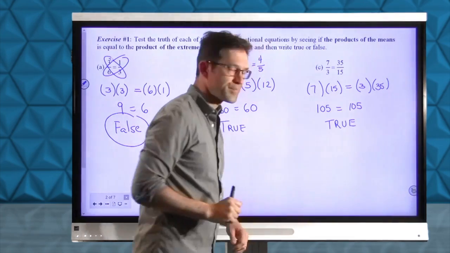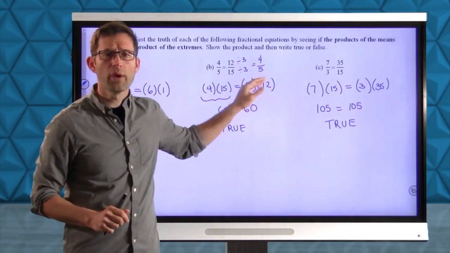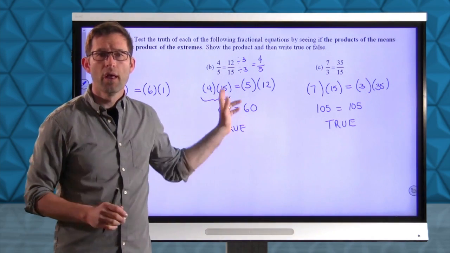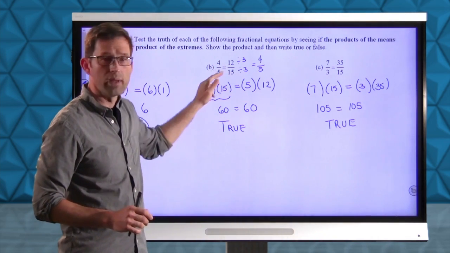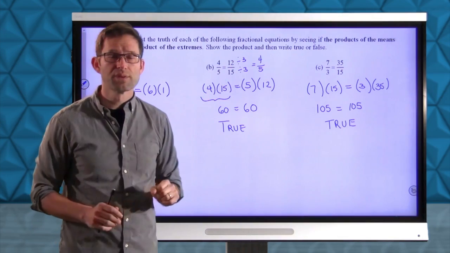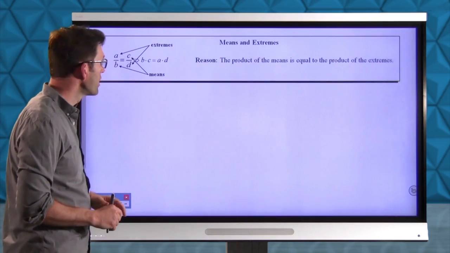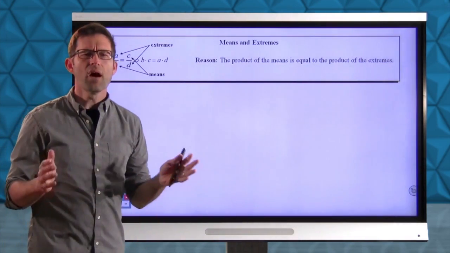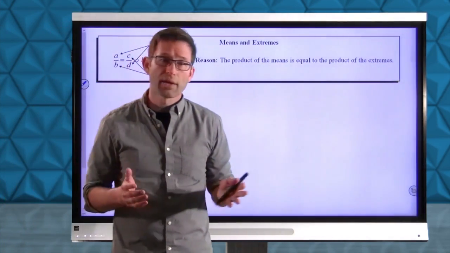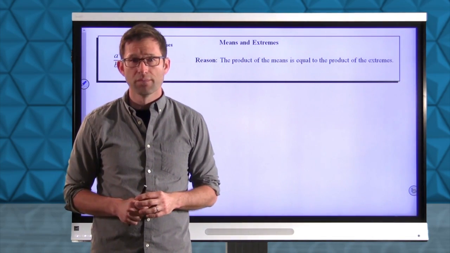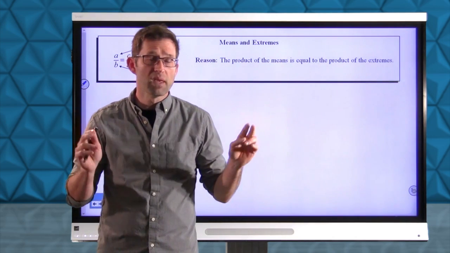If a fractional equation is true, if one fraction equals another fraction, then when we do the products of the extremes, we'll get the products of the means. So let's talk about that a little bit more formally. Now again, it's not really important at all that you know which two are the extremes and which two are the means.